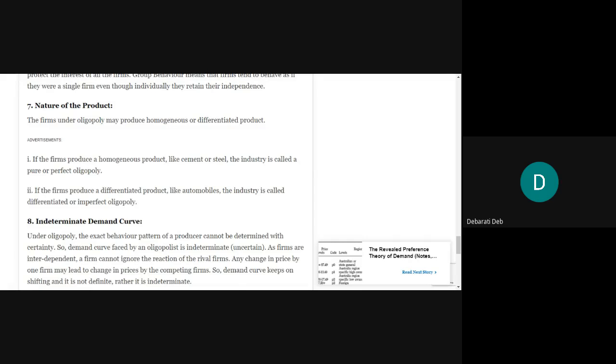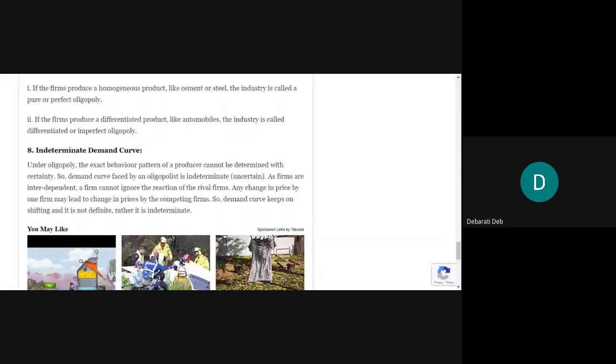Just remember this. The last feature is the indeterminate demand curve. Under oligopoly, the exact behavior pattern of a producer cannot be determined with certainty. So the demand curve faced by an oligopolist is uncertain. As firms are interdependent, a firm cannot ignore the reaction of the rival firms. Any change in price by one firm may lead to a change in prices by the competing firms. So the demand curve keeps on shifting, and it is not definite, rather it is indeterminate.